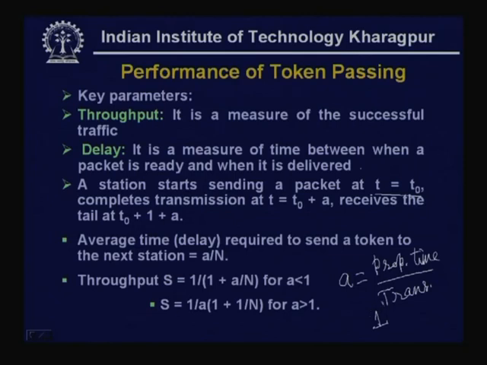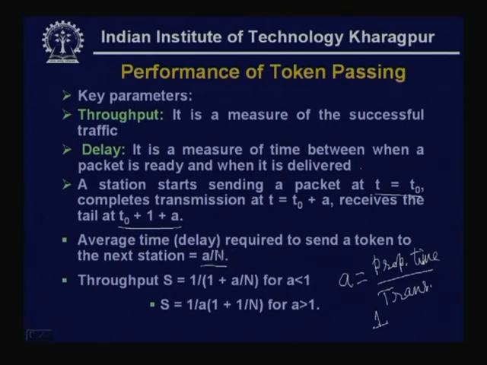So, it is normalized with respect to the transmission time, and a is the ratio of the propagation time to the transmission time. So, this station will receive the tail at t0 plus 1 plus a. Now, what is the average time required to send a token to the next station? It is a by n.